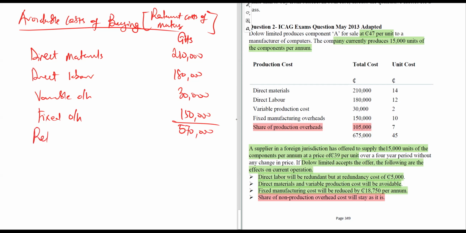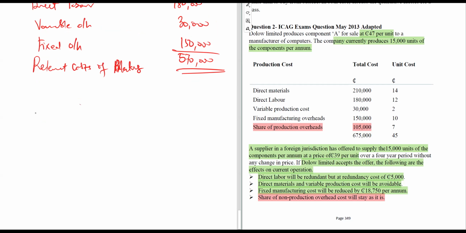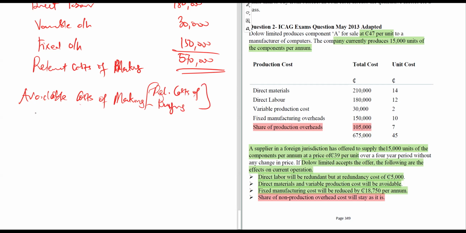So this becomes the relevant cost of making, or the avoidable cost of buying, right? Now let's try the avoidable cost of making, which is actually the relevant costs of buying, right? So if we decide to buy, what costs are we going to incur?